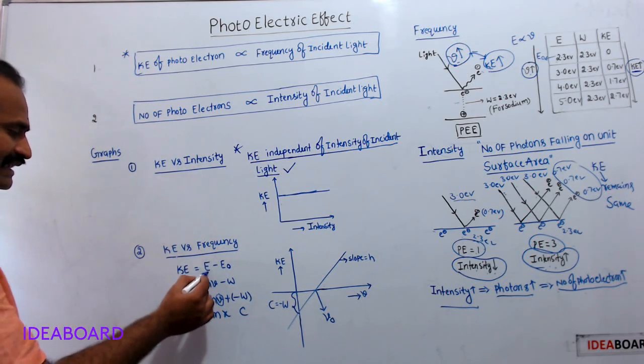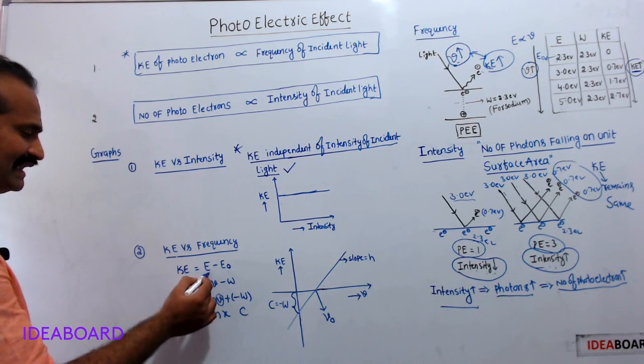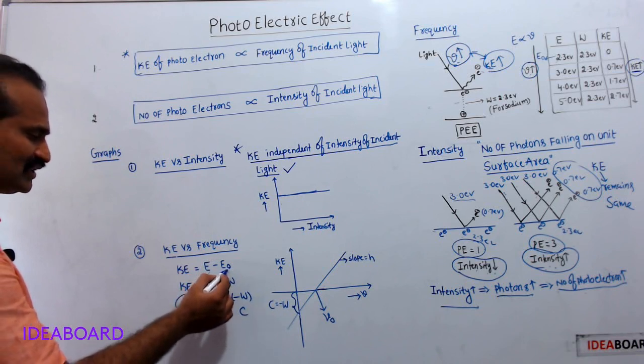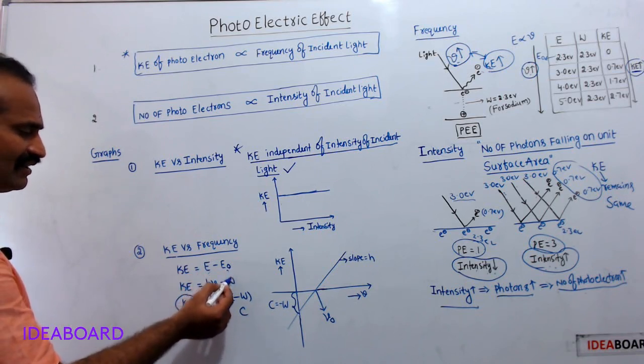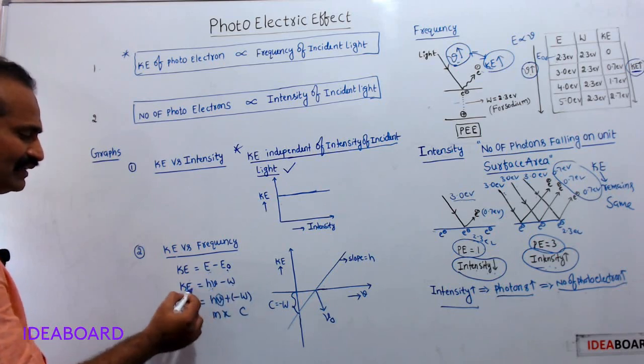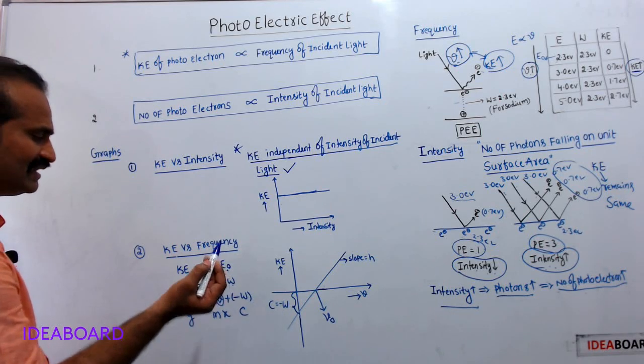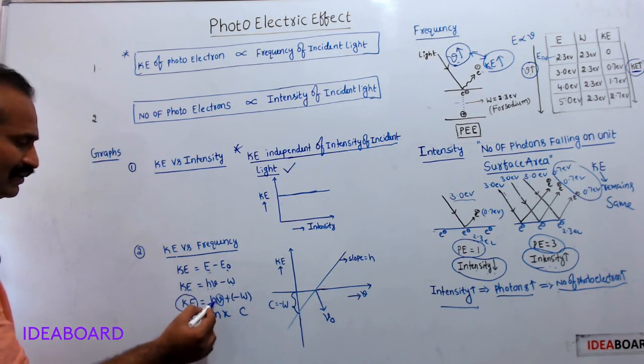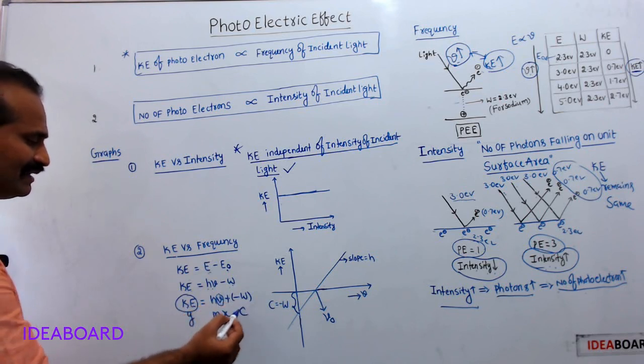We know kinetic energy is equal to E minus E naught. E is the energy of the incident photon, E naught is the threshold energy. Threshold energy is also called the work function. E naught is nothing but the work function. E is equal to h nu. Therefore, K is equal to h nu minus W.